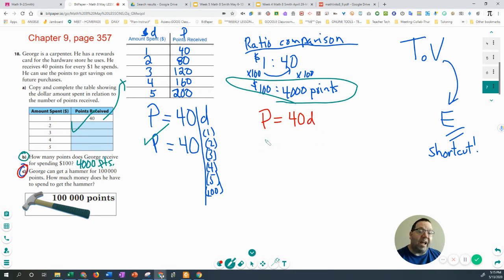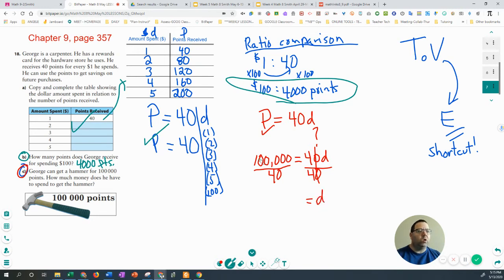Now look, it's asking you to work backwards. In other words, how many dollars would he have to spend if we knew he had a goal? In this case, the goal was 100,000 points. 100,000 points equals 40D. So in other words, can we just take the points and divide it by the rate of 40 points per dollar? Yes, we can.